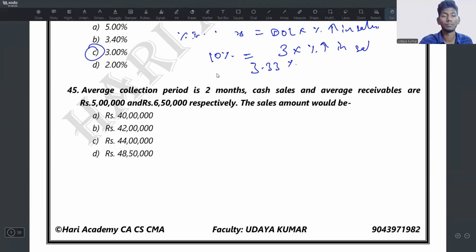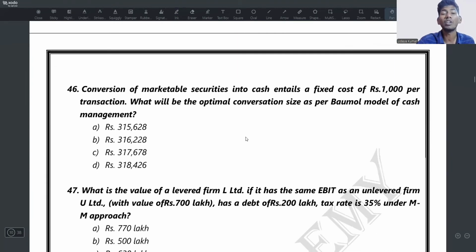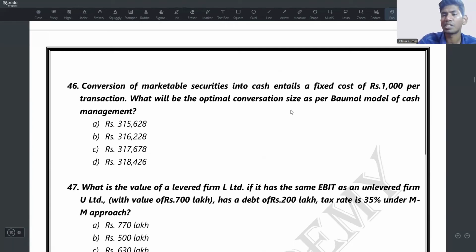Okay. So moving to question number 46. Conversion of marketable securities into cash entails a fixed cost of rupees 1000 per transaction. What will be the optimal conversion size as per the Baumol model of cash management? We have discussed the Baumol model of cash management, right? It's quite easy.